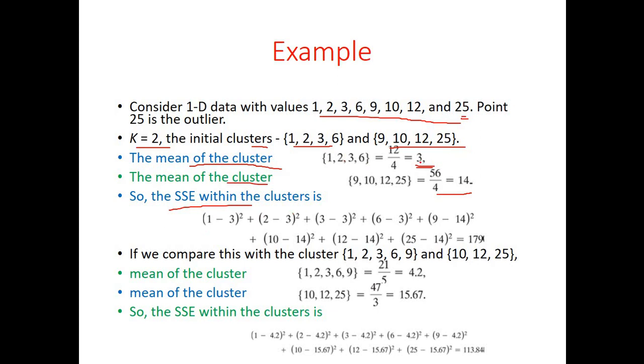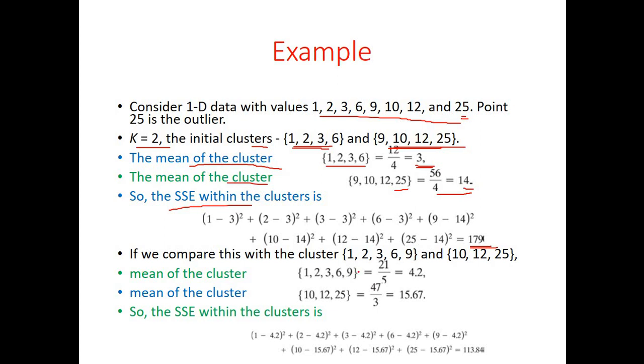So the mean value of the first cluster is 3. 1 minus 3 whole square, 2 minus 3 whole square, 3 minus 3 whole square, 6 minus 3 whole square. That is the SSE value for the first group. Second group is 9 minus 14 whole square, 10 minus 14 whole square, 12 minus 14 whole square, 25 minus 14 whole square. That is the SSE value for the second cluster. The sum of these squared errors is equal to 179. So this is the SSE value for k is equal to 2, in which 1, 2, 3, 6 is in one group, 9, 10, 12, 25 is another group.